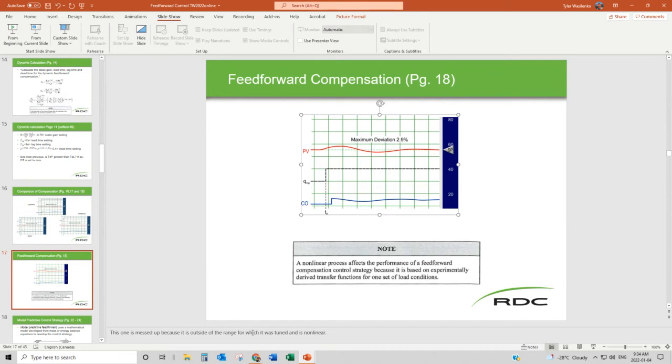So this one is messed up because it is outside the range for which it was tuned, and it is nonlinear. So just be aware when you're tuning any process, it may not respond the way you want it to in a range outside of what you set it up for.